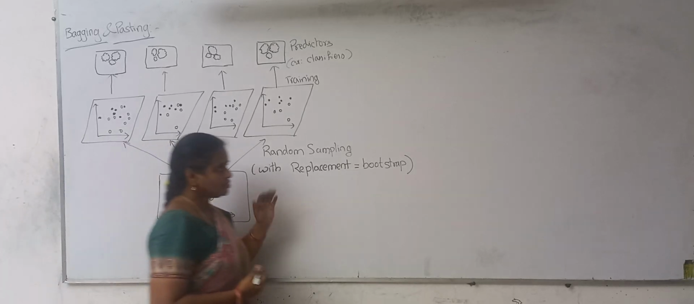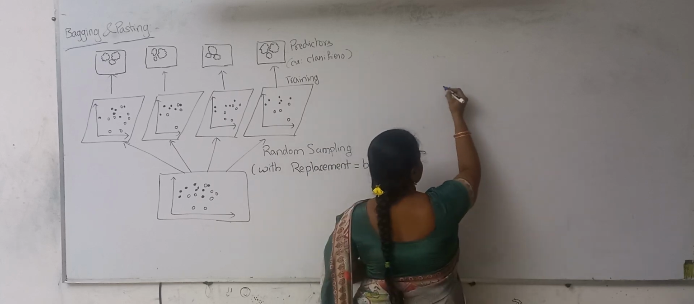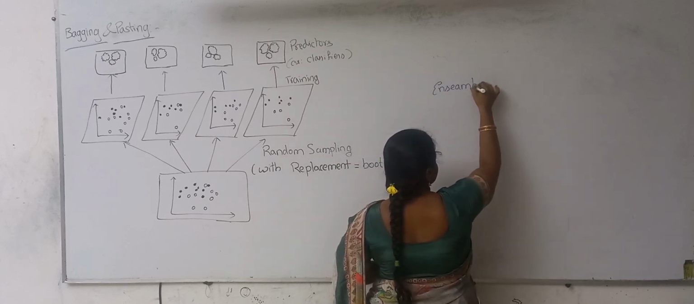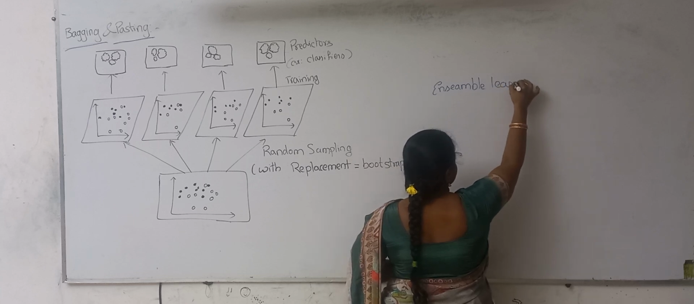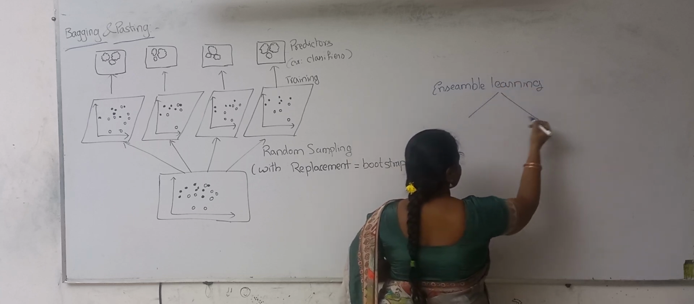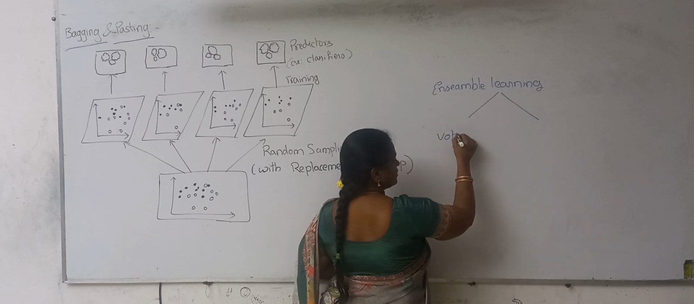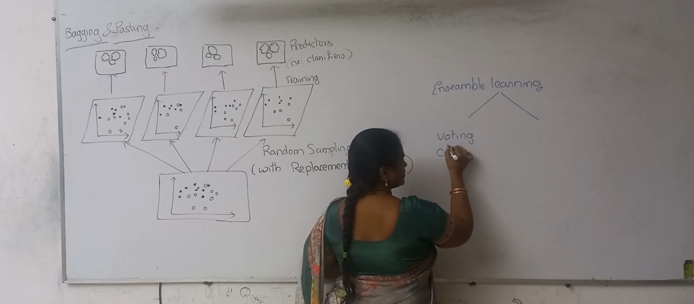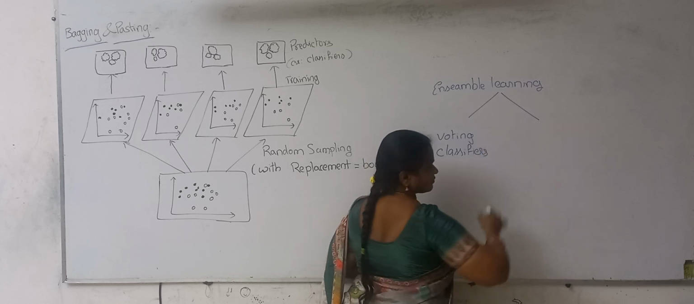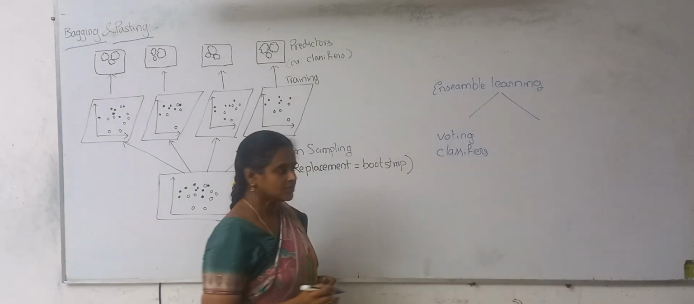Another design issue in ensemble learning. In ensemble learning, first we have to apply the voting classifiers, as I have discussed just now.